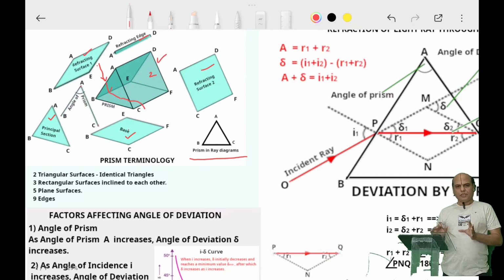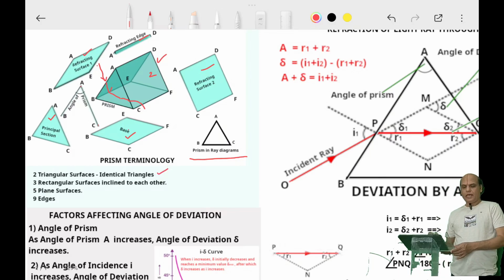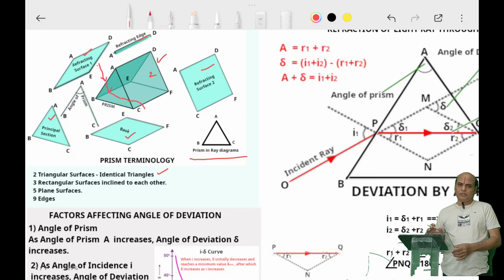Now, in MCQs there could be basic questions on this, but if you are not aware, you might get them wrong. There are two triangular surfaces with identical triangles. These triangles could be equilateral, isosceles, or other triangles, but whatever the first triangle is, the one on the other side will be exactly the same. Second, there are three rectangular surfaces, 1, 2, and 3, inclined to each other at an angle which is always an acute angle.